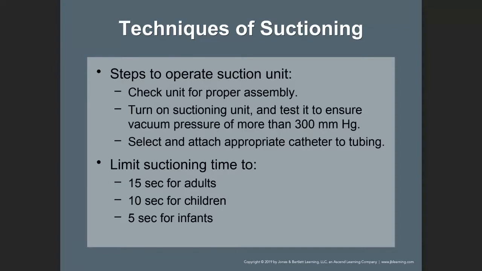Techniques of suctioning. Steps to operate the suction unit. Check the unit for proper assembly. Turn on the suctioning unit and test to ensure vacuum pressure of more than 300 millimeters of mercury, not less than. Select and attach the appropriate catheter to the tubing. Limit suctioning time to 15 seconds for an adult, 10 seconds for children, 5 seconds for infants. If the patient has an advanced airway device in, you will not exceed 10 seconds.